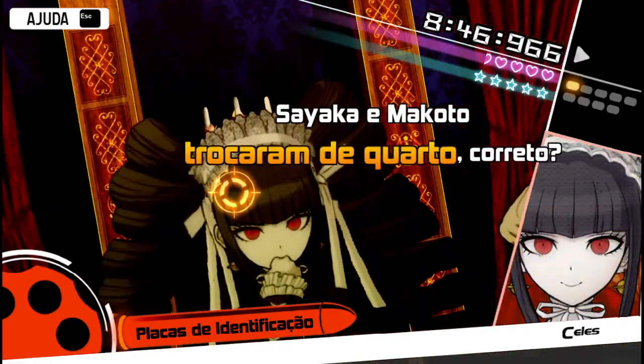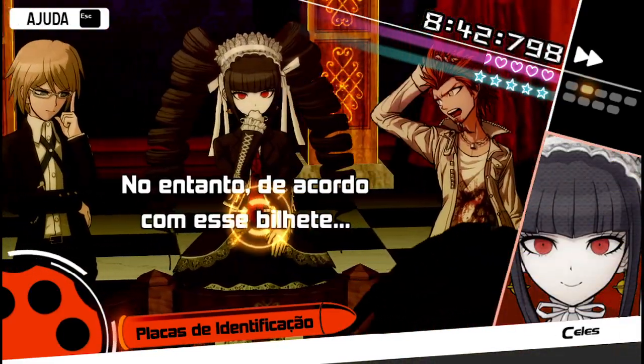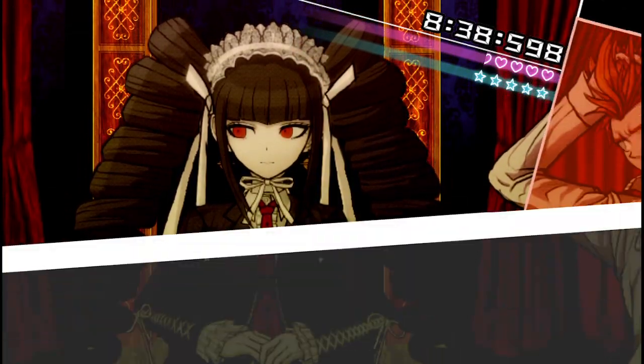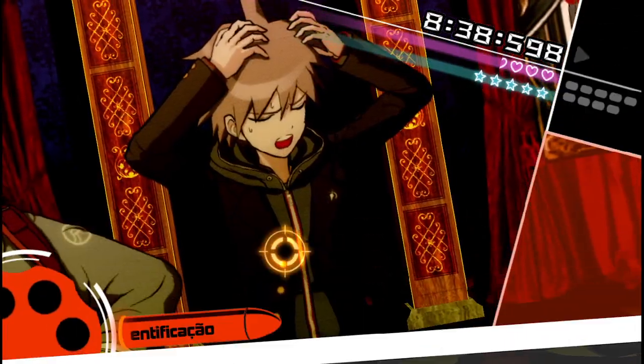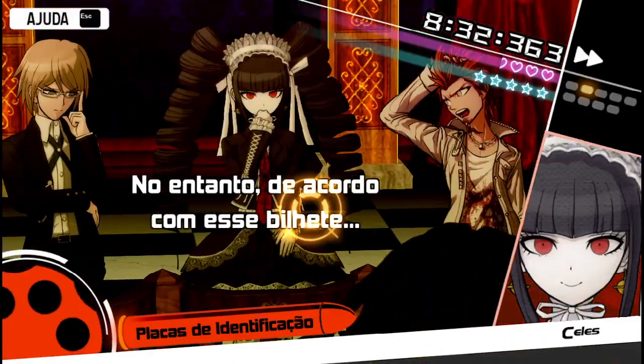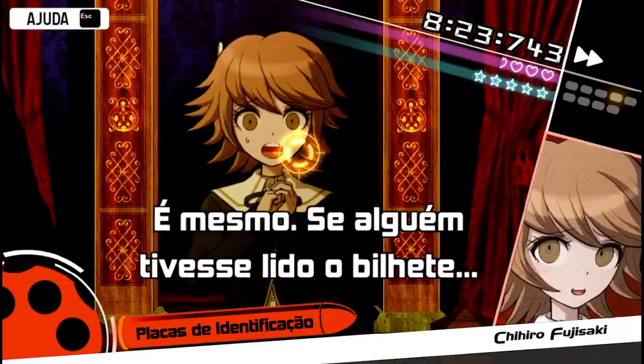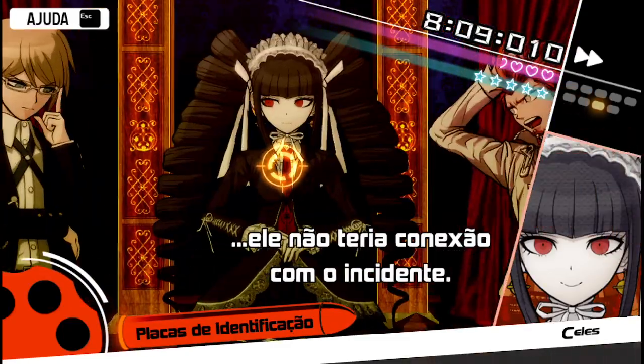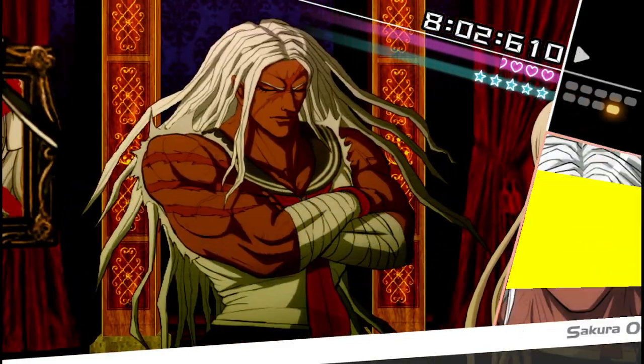Sayaka and Makoto switched rooms, correct? But in the note, it specifically says, my room. Then they would have gone exactly to the room, so in other words, even they would not have any... It certainly would seem that way.